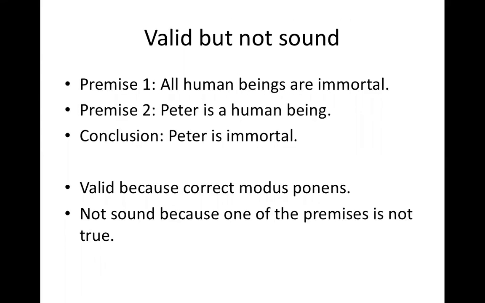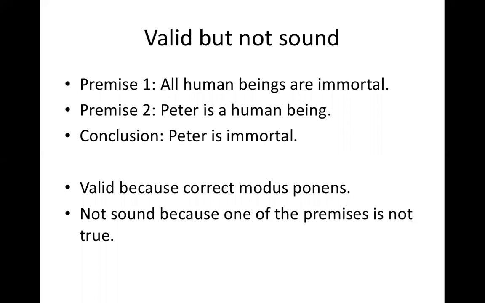Now, an argument can be valid but not sound. Look at this argument. All human beings are immortal. Peter is a human being, therefore Peter is immortal. This argument is valid because it affirms the antecedent. The argument followed the rules for deductive reasoning. It affirms the antecedent, so it is a valid argument.